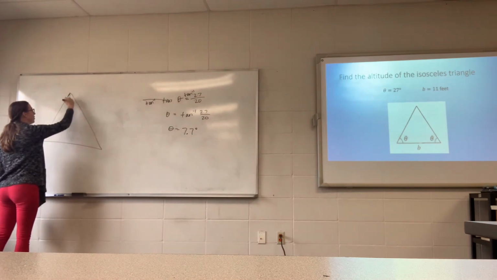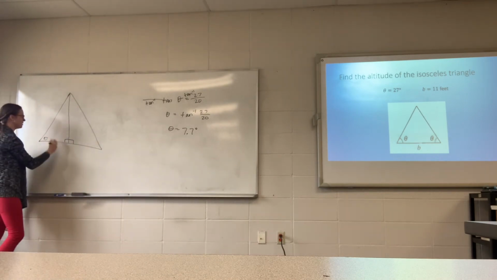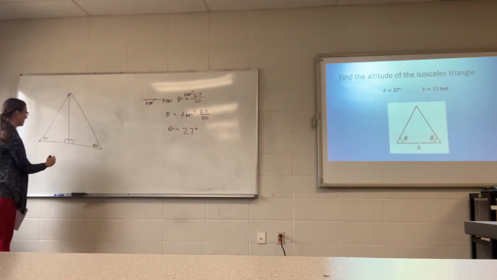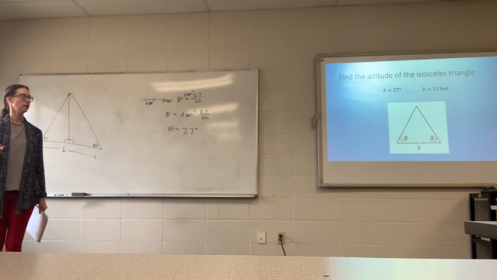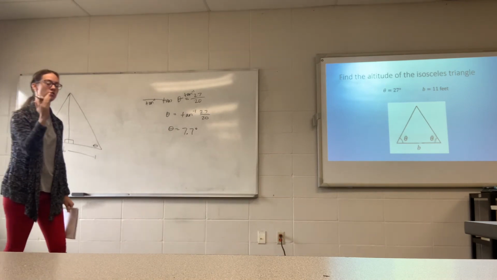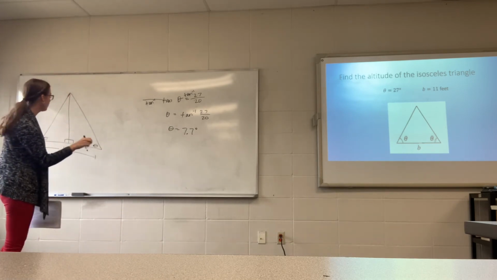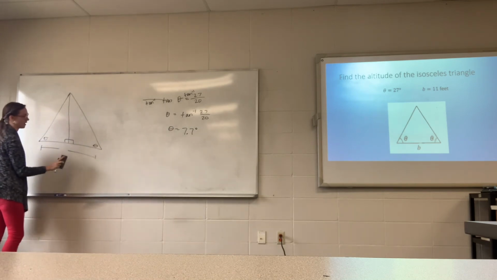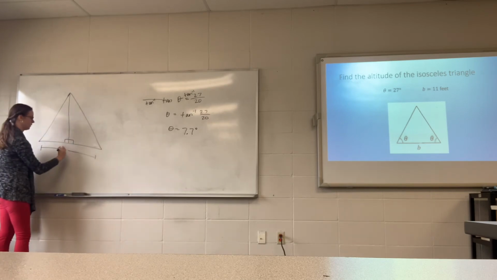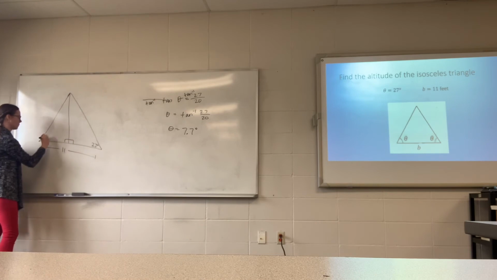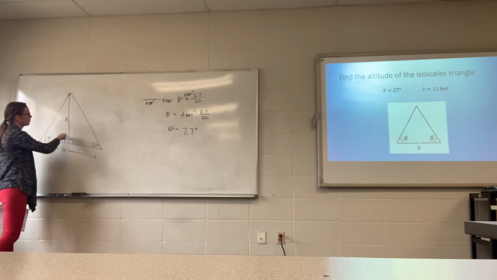Here's my triangle. If I divide it right down the middle, now I have right triangles. These are thetas. This is my B value, so this whole thing is B. Isn't isosceles when every side's the same? No, that's equilateral. Isosceles is 2 of them are the same and one's different. My B value is 11 feet, so this whole distance is 11, and my theta is 27 degrees on both sides. We're trying to solve for the altitude, the height of my triangle, so this distance right here.